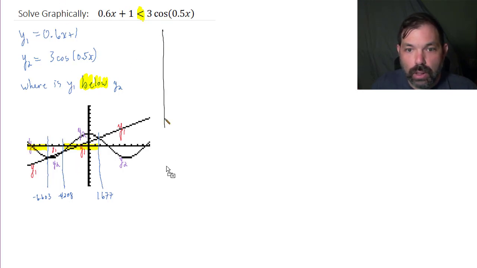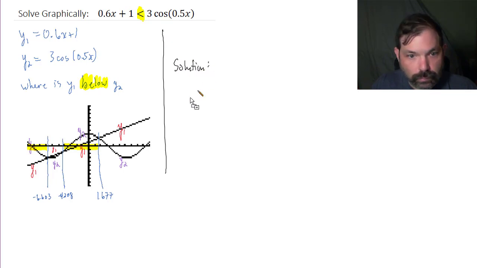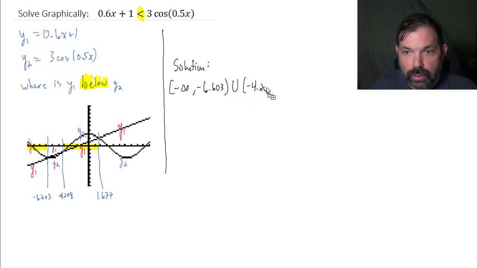So therefore, I'll write the solution in interval notation from negative infinity to negative 6.603 union negative 4.208 to 1.677. Close it off.